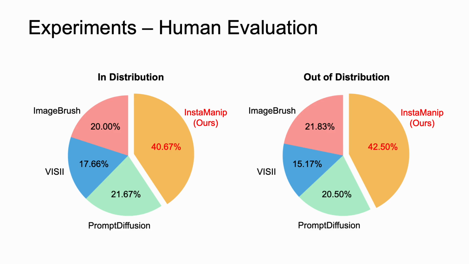We also conduct human evaluation across our model and all few-shot image manipulation models. The output of our model is selected as the best across all candidates in more than 40% cases, greatly exceeding the other models. This result indicates that the generated images of our model are more aligned with humans' subjective criteria.